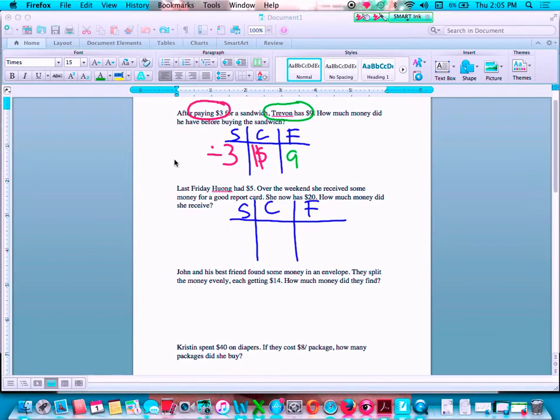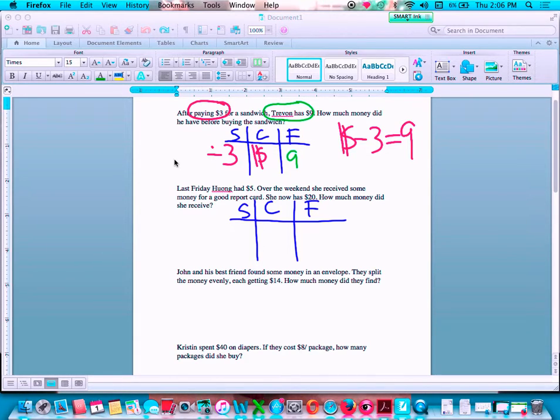Okay? So there is our equation that we have set up. Okay, we're trying to take our money and subtract 3 to find out what's going to give me 9. So you should be able to do what the opposite is there. So there's the equation that you just set up right there. How much money did he have? Minus 3 equals 9. Okay? You can solve that problem.